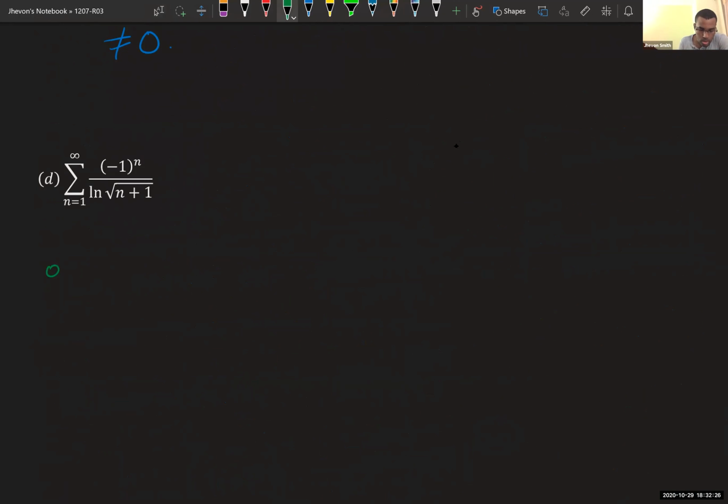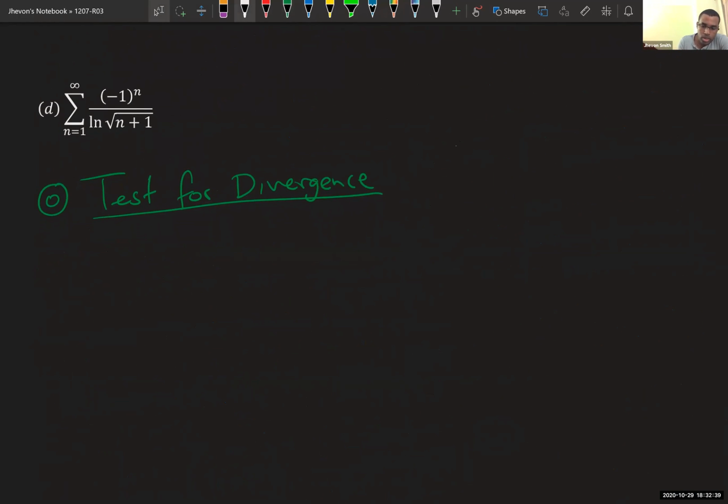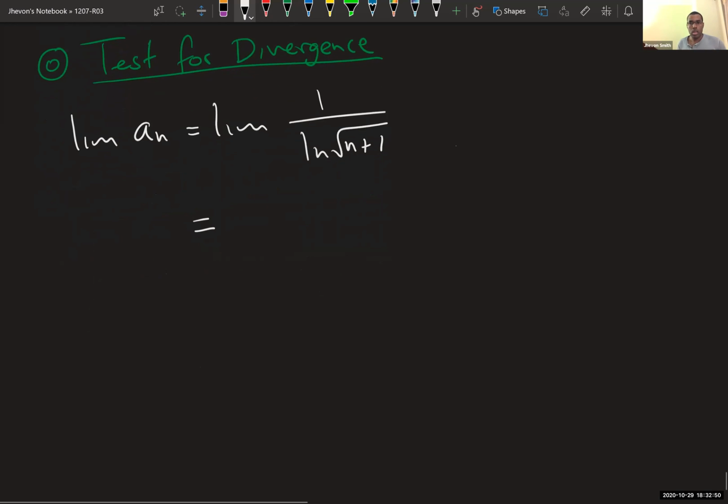And as always, we're going to hit it with a test for divergence. The test for divergence says I can find the limit of a_n. That's just the limit of 1 over ln of the square root of n plus 1. What is that? Zero. That's 0. What does that mean? Inconclusive.